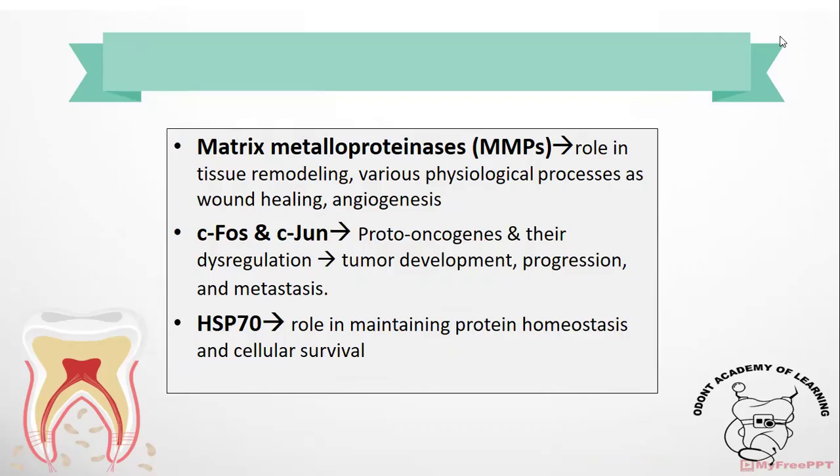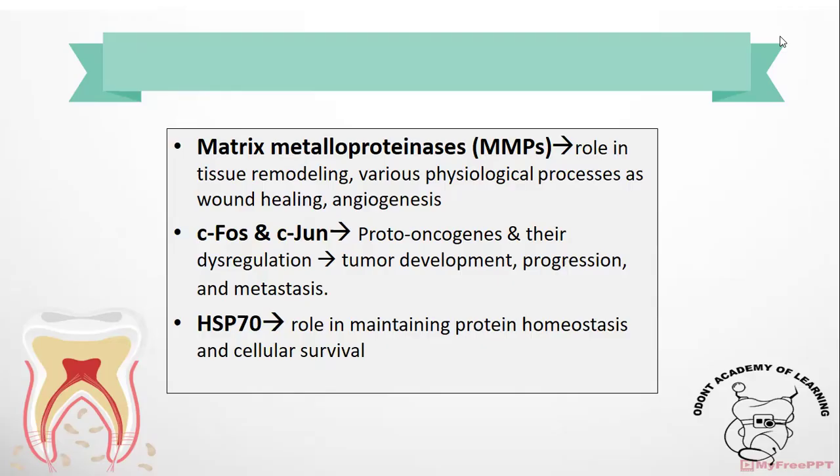Next is MMPs. MMPs have a role in tissue remodeling, various physiological processes, as well as wound healing and angiogenesis. And if MMPs are not functioning properly or if they are mutated, then that will hamper the normal tissue remodeling. That will also hamper wound healing, and if an ulcer is there in the oral cavity and it is not healing, then that could be due to the defective function of the MMPs.